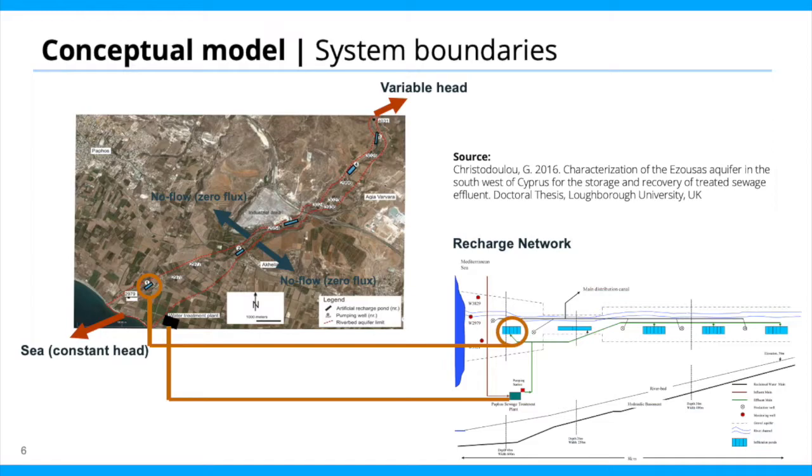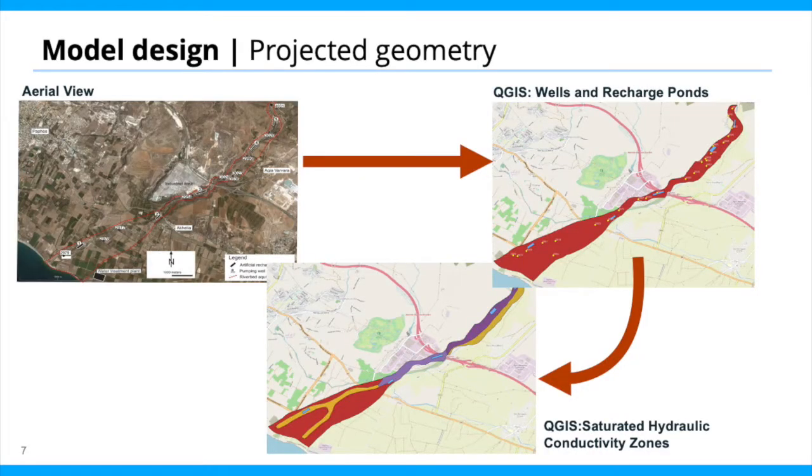And just another piece of information is that in order to digitalize the computational domain and all the components of the model, we are using QGIS. As you can see here, we have already developed the ponds, the wells, the different regions based on the conductivity zones, based on previous works related with the Ezousa catchment.